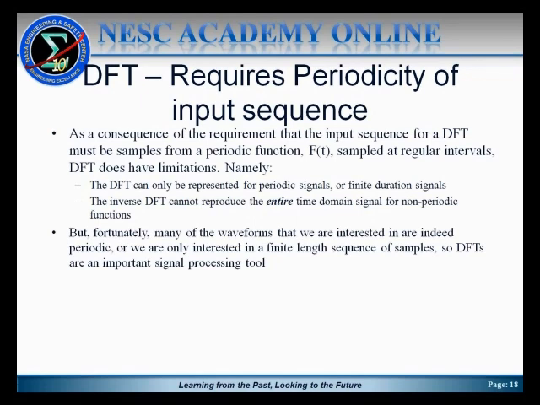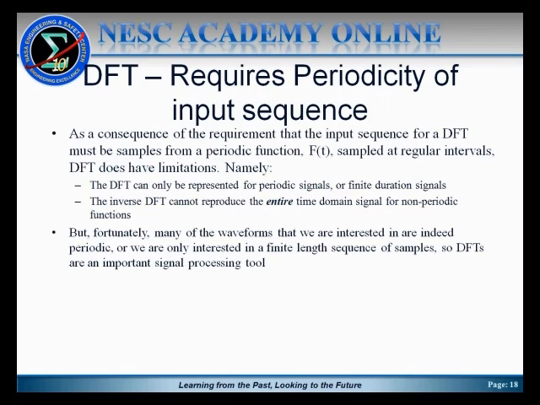So the DFT can only be represented for periodic signals, or even if they're not periodic, as long as they're of finite duration, you can compute the DFT. That means once you've computed those DFT coefficients, they should be able to totally reconstruct the original signal you had. That really can only be done if they're periodic signals.